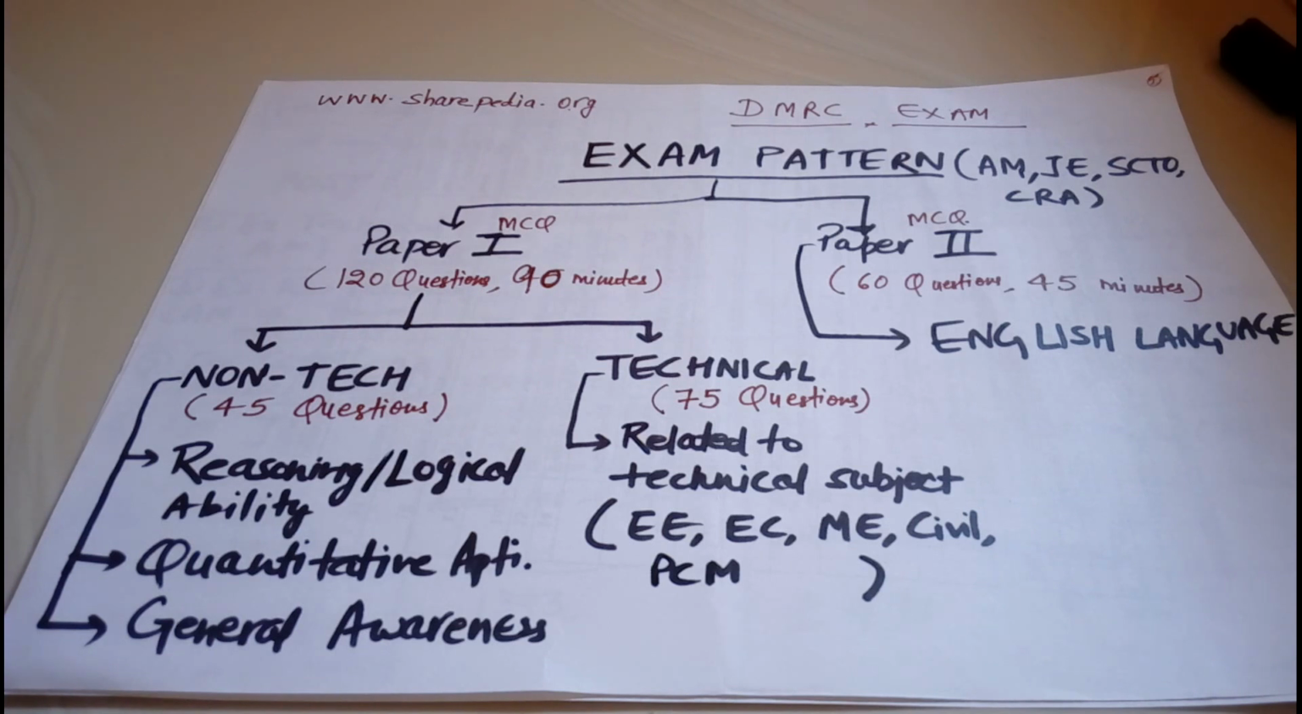Now we have talked about paper 1, now let's talk about paper 2. Paper 2 basically consists of 60 questions and we have 45 minutes to complete these 60 questions. In paper 2, it is basically an English paper, and questions from the English language will be asked. Mainly questions come from comprehension passage, cloze test, active passive voice, direct indirect narration, and then antonyms, synonyms, sentence correction, and sentence para jumble. These are the questions which mainly come in paper 2.